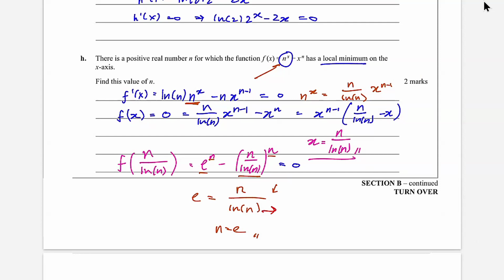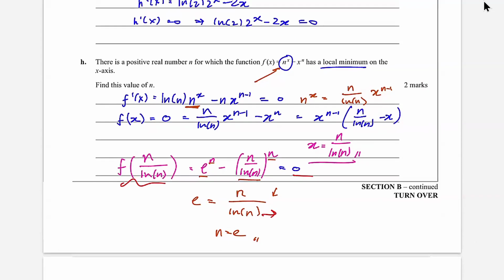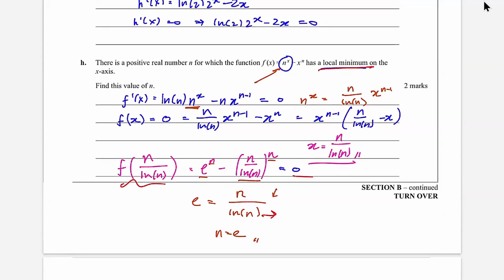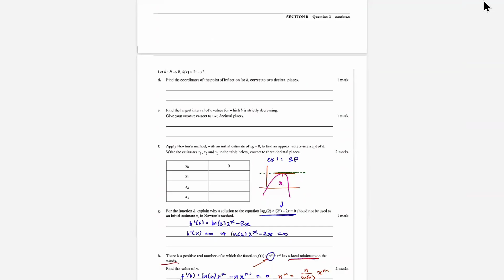How did I equate this to 0? Because we're told that the local minimum has to occur on the x-axis. So then the y coordinate is 0. Is there anything else? Wait, last page.